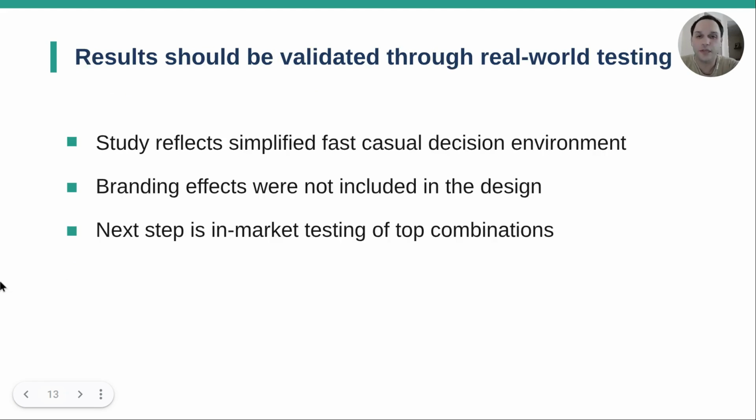Like any research method, conjoint analysis has limitations. This example reflects a simplified decision environment. It does not include branding, advertising, or other marketplace influences. For that reason, the strongest concepts identified through conjoint analysis should be validated through real-world testing. However, conjoint remains one of the most effective tools for understanding consumer trade-offs and predicting choice behavior.